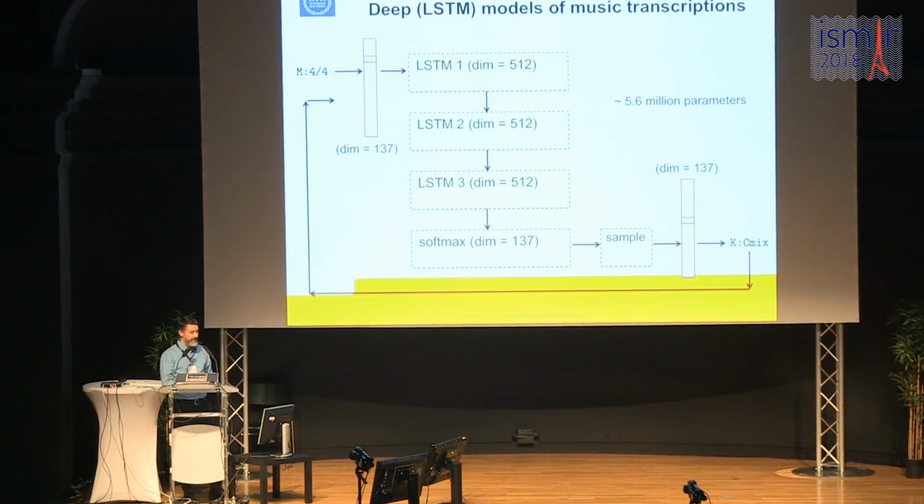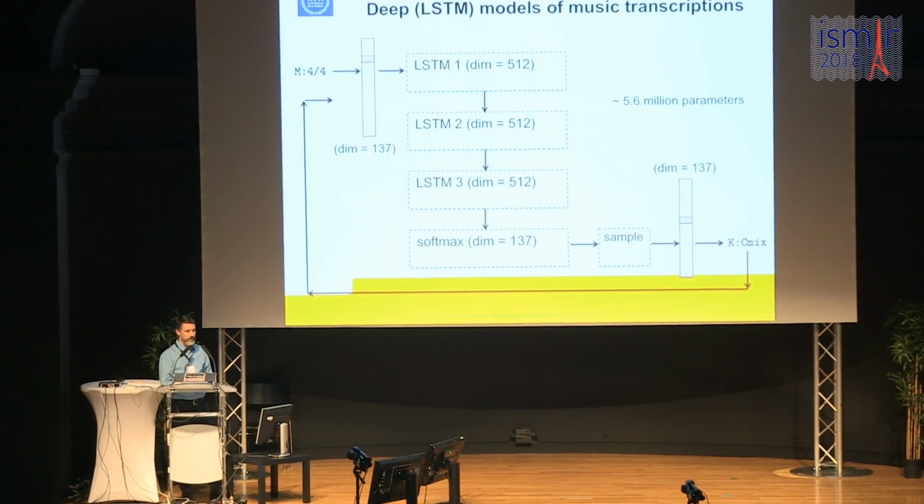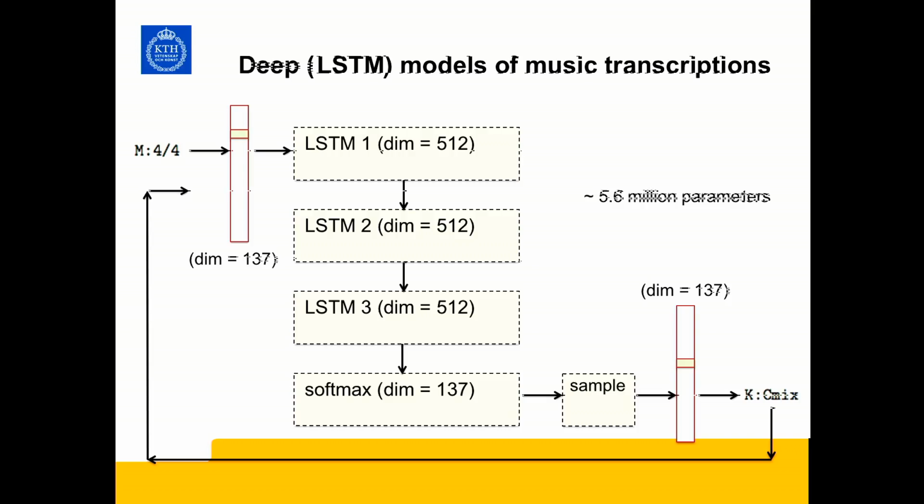So this is a deep LSTM, or long short-term memory network, that's been trained on over 23,000 music transcriptions of primarily Irish and English dance music. And it's got 3 hidden layers. You've got 5.6 million parameters, and it works pretty well.